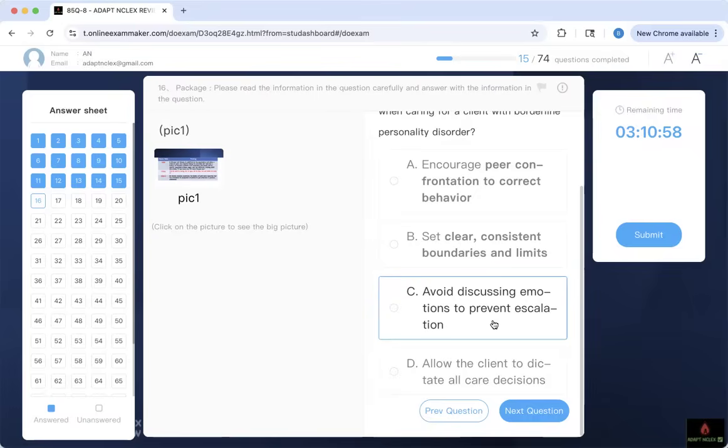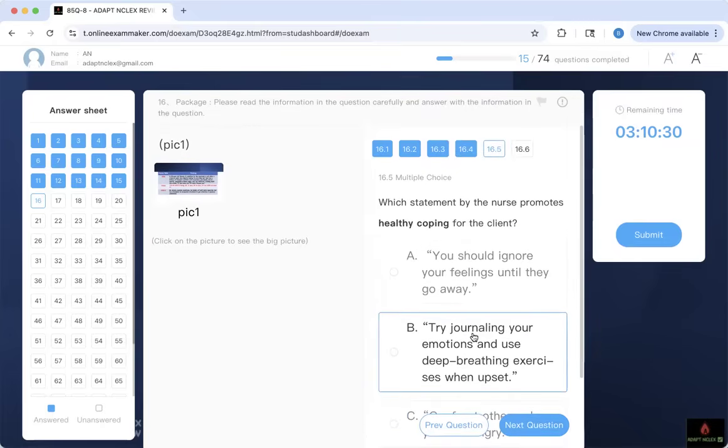Allow the client to dictate all care. Of course, they're not going to dictate all care. You're not going to avoid. You have to confront them according to the situation, otherwise they may manipulate you. Confronting means you're not going to beat them up or anything like that. Whatever they're going to do to you, flip it back on them. You should encourage confrontation to correct behavior? No. Set clear rules. This is the way we're going to do it, so that the patient does not manipulate you.